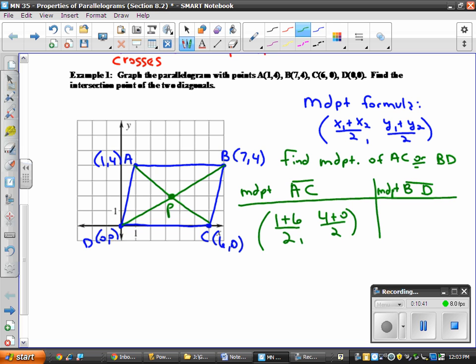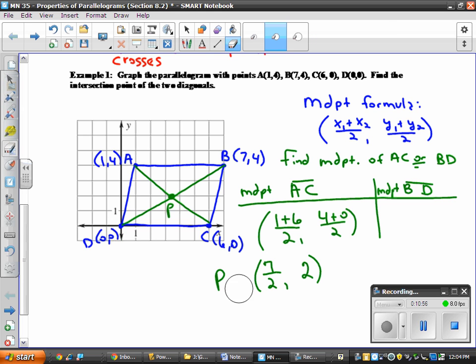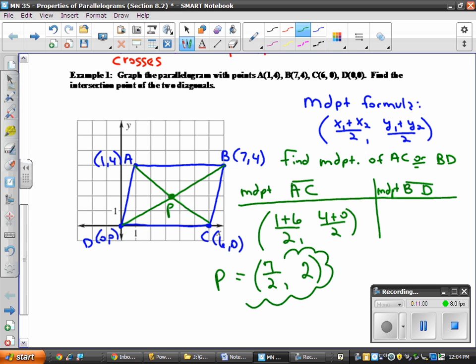And we have 6 plus 1, which is equal to 7 over 2, and I'll leave it like that, or you can convert it over to 3.5. 4 plus 0 is 4, divided by 2 is going to give me 2. So my midpoint, or my P point, is equal to 7 halves and 2. And if you were to graph this, 7 halves again is 3.5. So 1, 2, 3.5, and up to 1, 2, you're going to end up right at that point P, right where we want it to be.